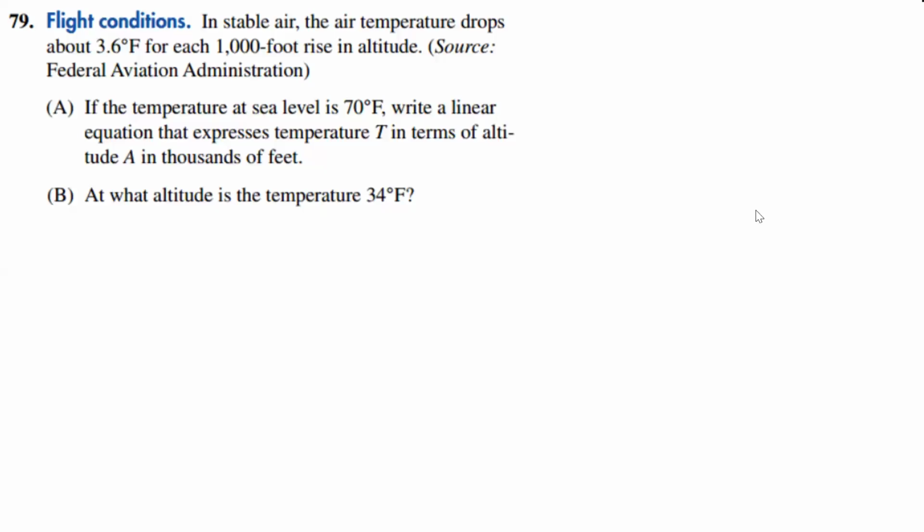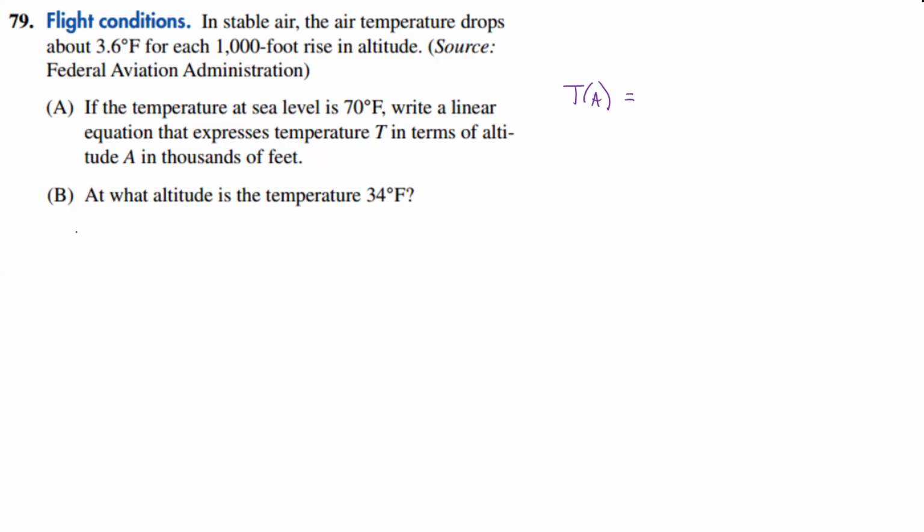All right, so here in stable air, the temperature of the air drops about 3.6 degrees Fahrenheit for each 1,000-foot rise in altitude. Now, if the temperature at sea level is 70 degrees, write a linear equation that expresses the temperature T in terms of altitude A in thousands of feet. All right, so we're going to have some kind of a T of A. And what do we know? Well, it's dropping 3.6 degrees for every 1,000 feet.